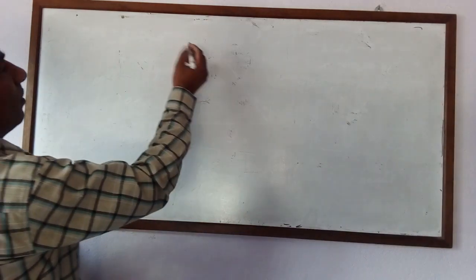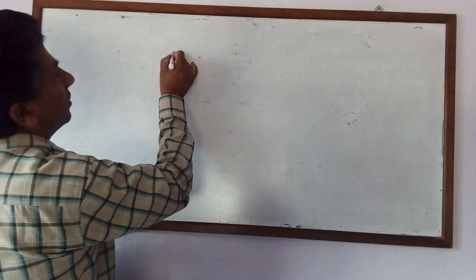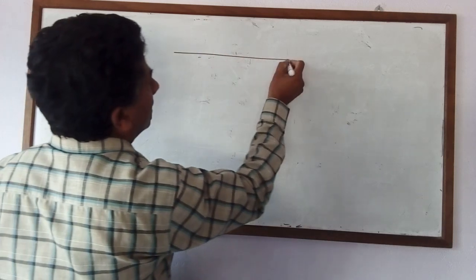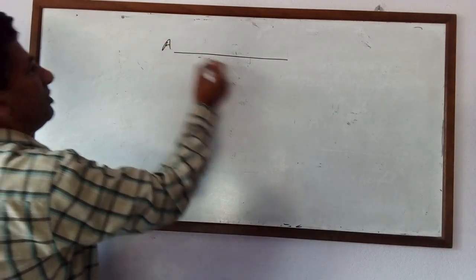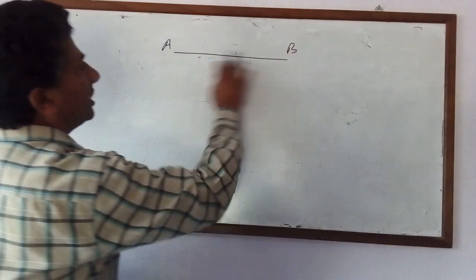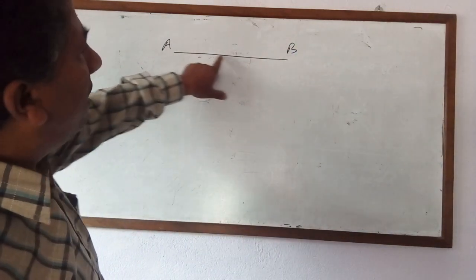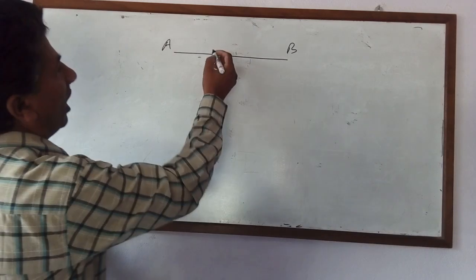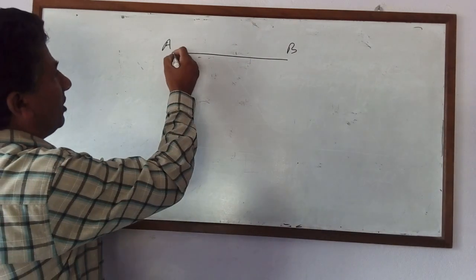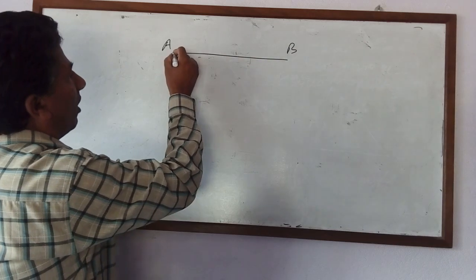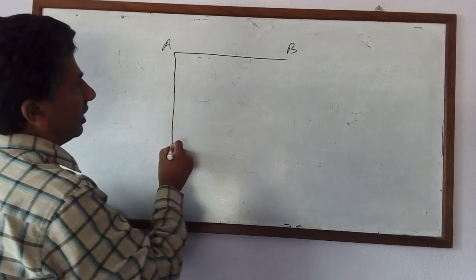First of all, we'll take a line. Suppose I have taken this line, and I'll say the name of this line is AB. Now in this straight line AB, take any point in between A and B. I'll divide this AB. Now by the measure of this AB, I'll make a square.